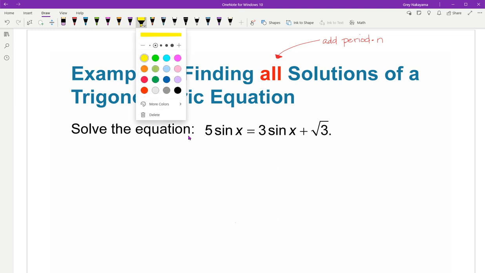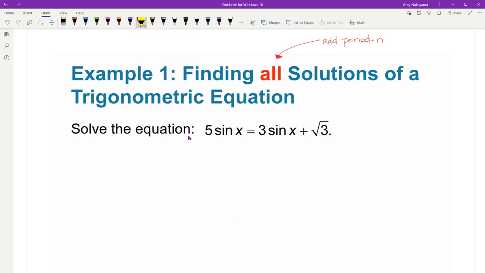So first off, 5 times the sine of x equals 3 sine x plus the square root of 3. This is a trig function, and that is the same trig function, so it's as if it's x. If I had 5x equals 3x plus the square root of 3 and I had to solve for x, I would combine and bring this over here. So 5 sines minus 3 sines gives you 2 sine x equal to the square root of 3. Again, I'm trying to isolate the trig function, so I'm going to divide by 2, and sine of x equals the square root of 3 over 2.